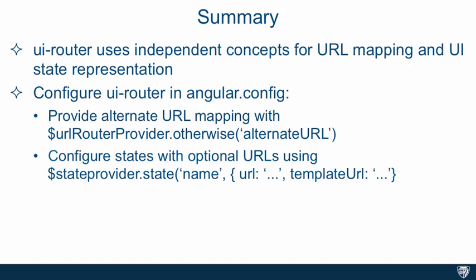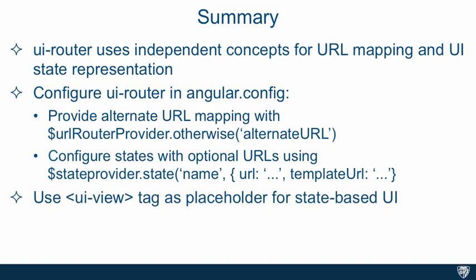And you provide the name of the state and a configuration object that has a whole bunch of properties. Some of the ones that we've used so far are the url property that maps the state to a particular URL, and a templateUrl which maps the URL of the actual template that contains some HTML to that particular state. So when the state is activated, the contents of that template are inserted inside of the ui-view tag, and you use the ui-view tag as a placeholder for your state-based user interface portions.